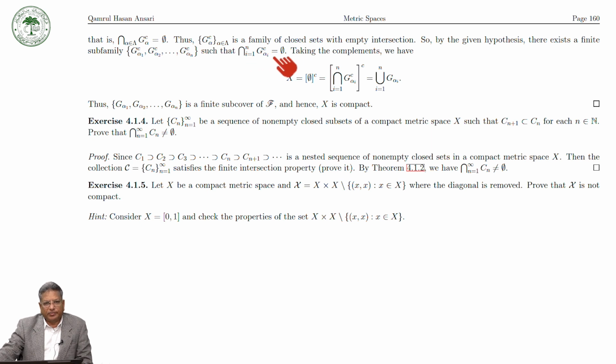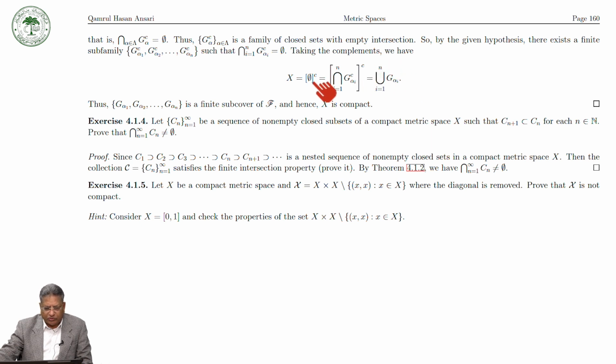So if we take the complement of both sides, here you will get the complement of the empty set is equal to the whole space, and the complement of this is equal to the complement of this union, i runs from 1 to n, and the complement of this. Now the complement of the complement is the same set. For example, if A is a set, then the complement of the complement is equal to A, and therefore we will have this one. So this is the union of this.